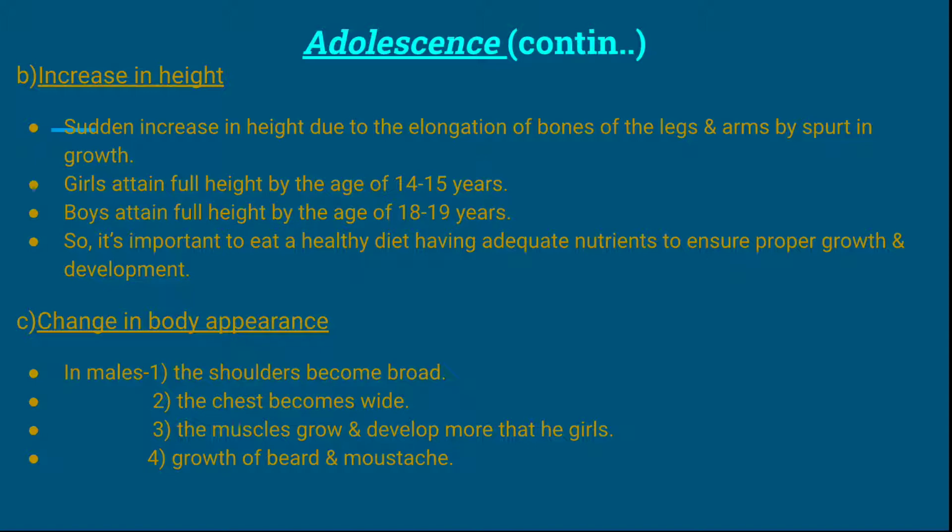Girls attain their full height by the age of 14 to 15 years, and boys attain their full height by the age of 18 to 19 years. So it is very important to eat a healthy diet having an adequate amount of nutrients so that there is proper development and growth during this adolescence age.